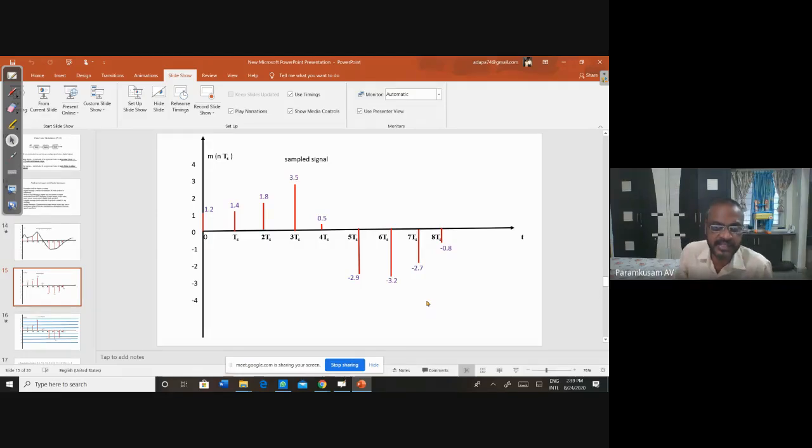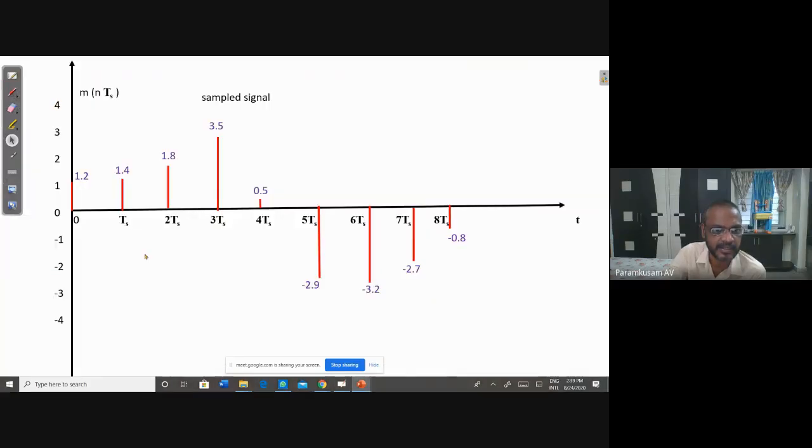So still this sampled signal has analog nature, that is continuous amplitude. The amplitude is continuous, but only the time axis is discrete. If the time axis is discrete, we don't take the samples continuously, but we take the samples at t = 0, at t = ts, at t = 2ts, like this. But the values of the sampled signal are still continuous.